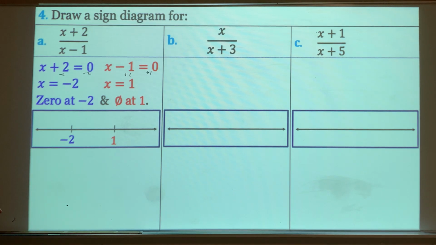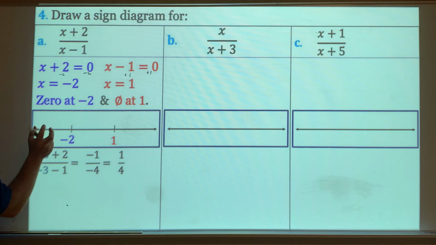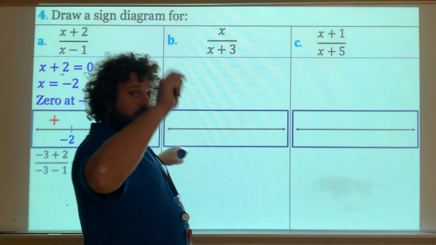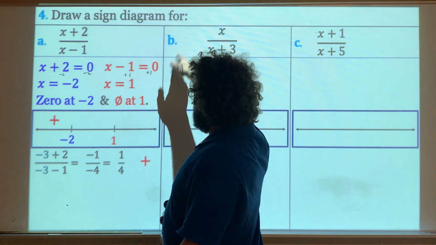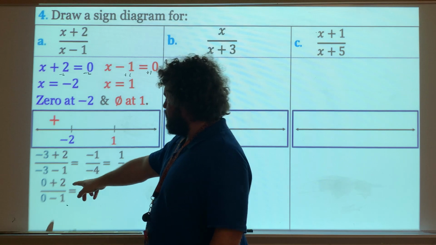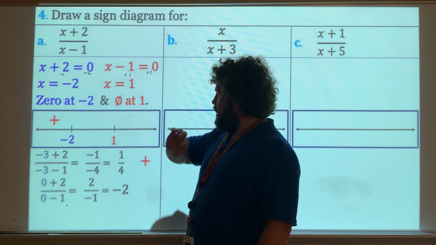Pick a number less than negative 2, like negative 3. Negative 3 plus 2 is negative 1, divided by negative 4. Negative over negative is a positive 1/4, plus. Pick a number between. Our favorite number, 0. 0 plus 2 is 2, divided by negative 1. Negative 2, what did I just say? Negative.